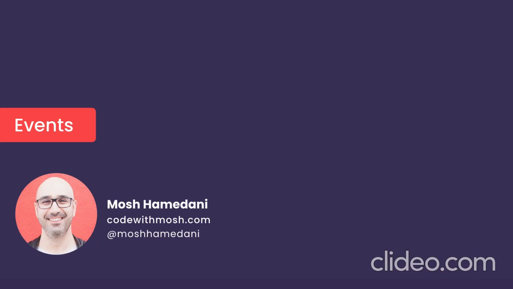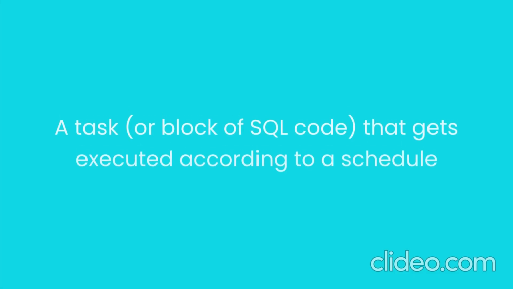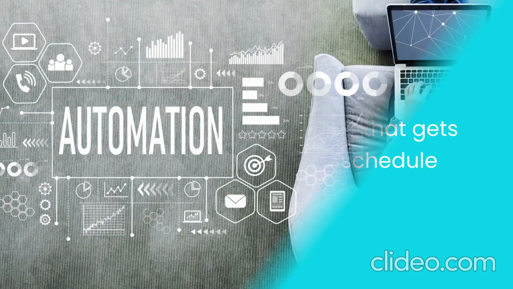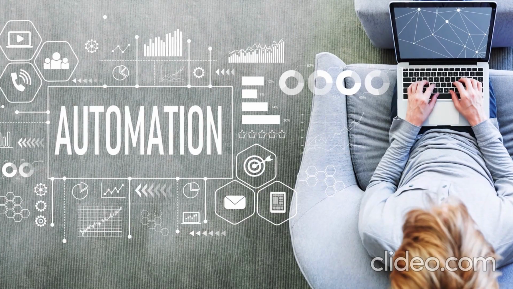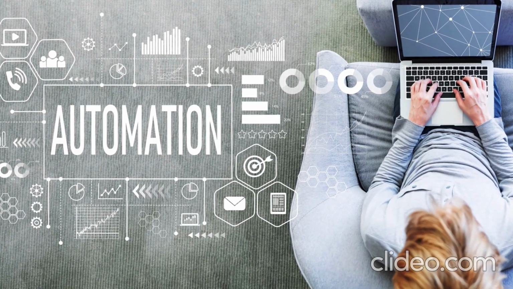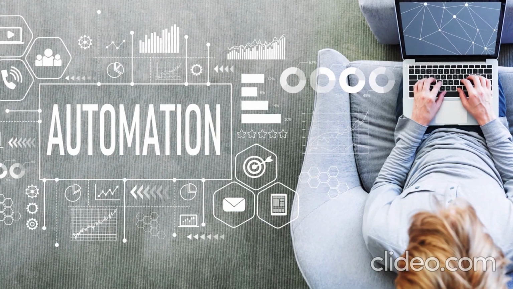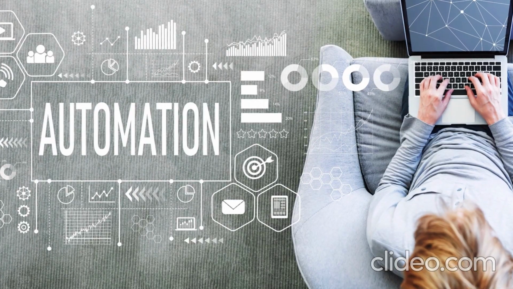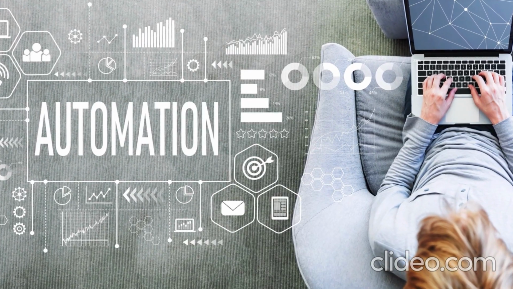In this lecture, we're going to look at events in MySQL. An event is a task or a block of SQL code that gets executed according to a schedule. It can get executed once or on a regular basis, like every day at 10 a.m. or once a month, and so on. So with events, we can automate database maintenance tasks such as deleting stale data or copying data from one table into an archive table or aggregating data to generate reports. So events are very powerful.